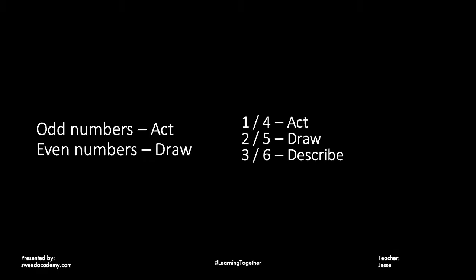We have even numbers and odd numbers. By the way, what a great teaching moment. Teach them even numbers and odd numbers, right? And I write on the board, odd numbers are draw, even numbers are act, whatever you want. If I do draw, act, and describe, numbers 1 and 4 are draw, 2 and 5 are act, 3 and 6 are describe, right? And they'd have to describe the word, and then their team has to guess the word.